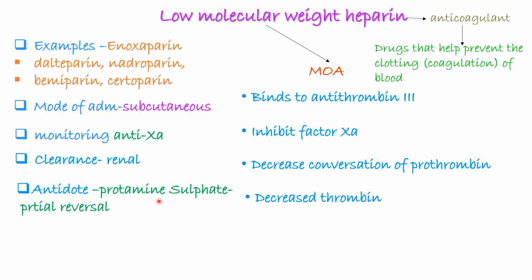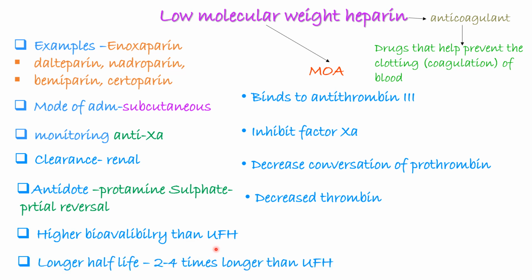And then the antidote is usually protamine sulfate, which is a partial reversal, and low molecular weight heparin has a higher bioavailability compared to unfractionated heparin. In addition to that, it has a longer half-life, 2 to 3 times that of unfractionated heparin. So where you have to give the patient an anticoagulant for longer periods, we prefer low molecular weight heparin. However, when the patient is going to surgery, like after 2 days, then you have to convert them to unfractionated heparin because of easier monitoring and easier reversal, as it has better reversal than low molecular weight heparin.